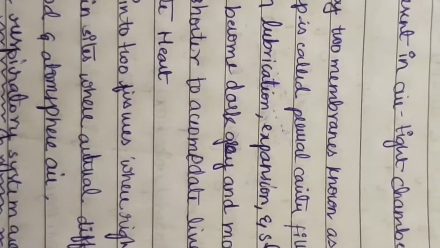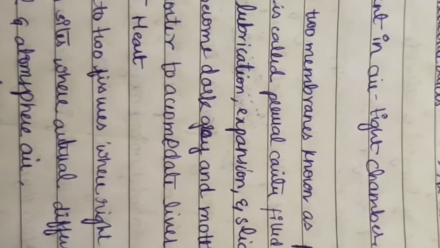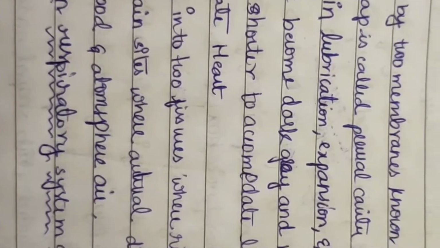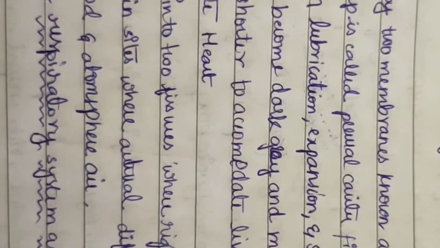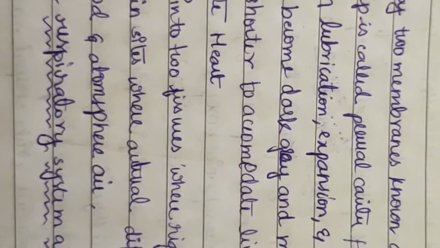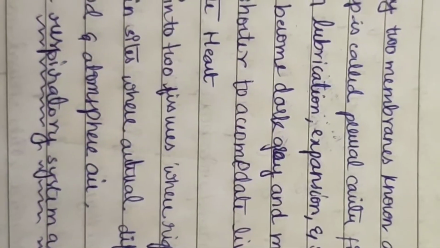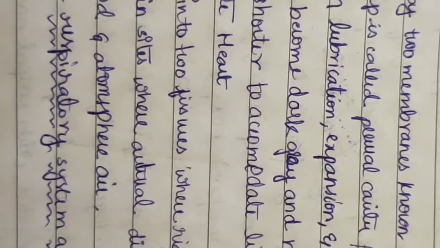The right lung is shorter to accommodate the liver, whereas the left lung is longer, but however it is narrower to accommodate the heart. The left lung is divided into two lobes by a fissure, whereas the right lung is divided into three parts. Alveoli are the main sites where the actual exchange of gases, O2 and CO2, takes place between blood and atmospheric air.